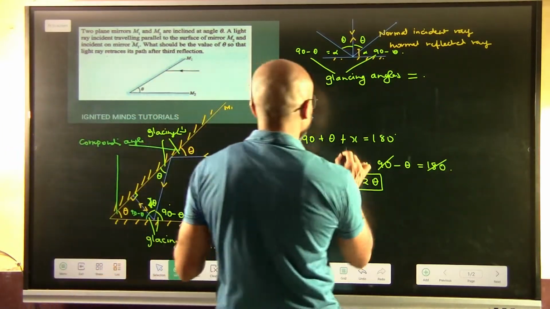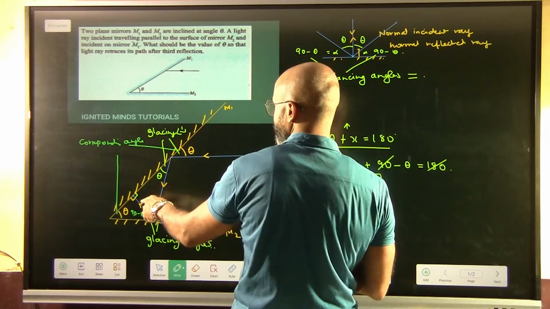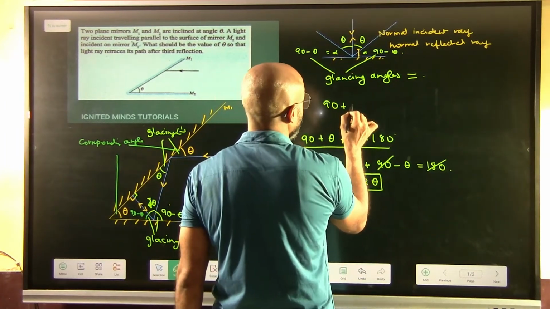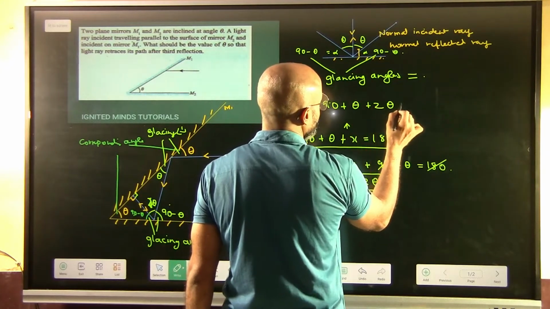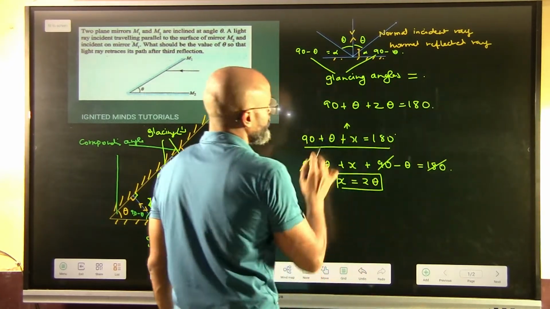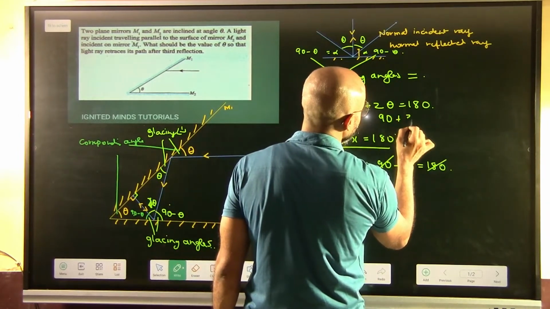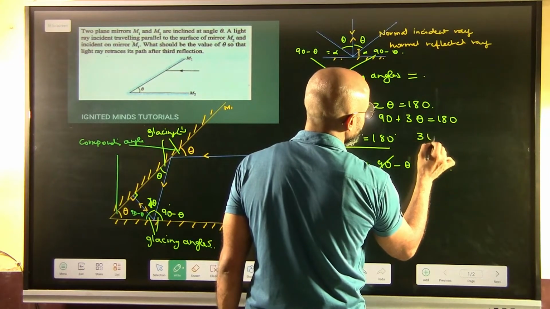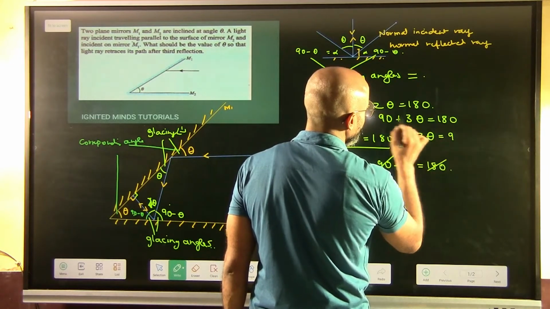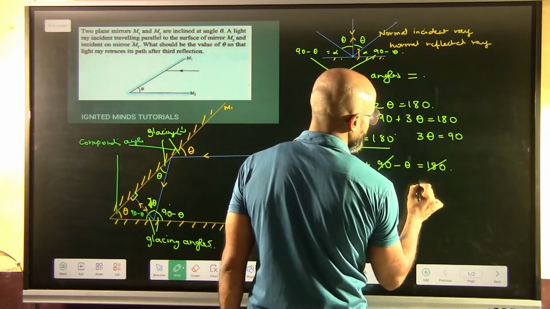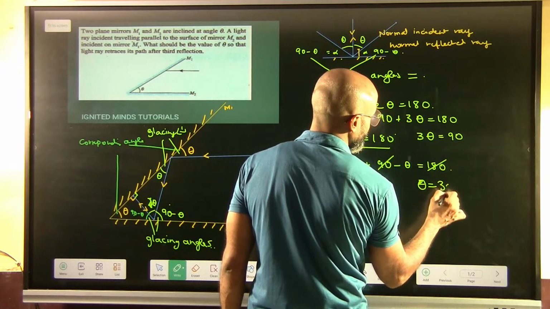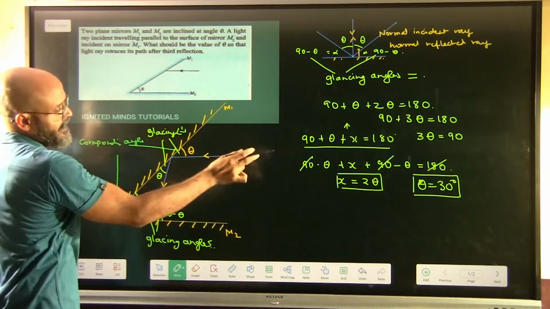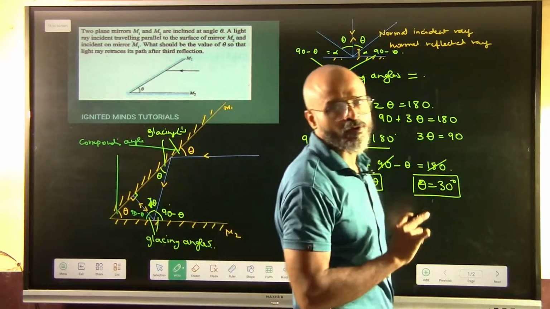Now coming to this triangle, we have 90 plus theta plus x is equal to 180. We can write this as 90 plus theta plus 2 theta is equal to 180, which means 90 plus 3 theta is equal to 180. That means 3 theta is equal to 90, therefore theta is equal to 30 degrees. So this theta, which was supposed to be found here, is 30 degrees. That's how we solve this problem.